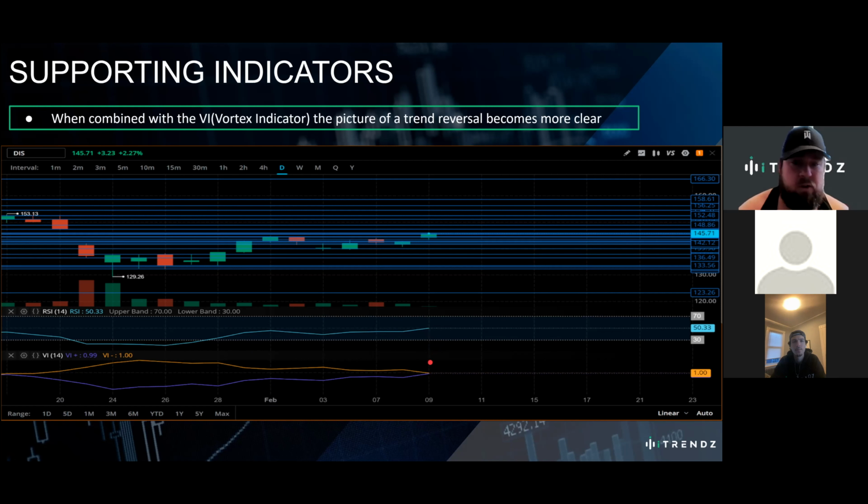And if you had done that, Disney moved from 145 to 160 on earnings. But just based off these indicators, you can tell that the downtrend was reversed right at 129. And then when it got in this 145 area, the RSI and the VI are both showing you on the daily chart that the trend is turning around on Disney and going towards the upside.